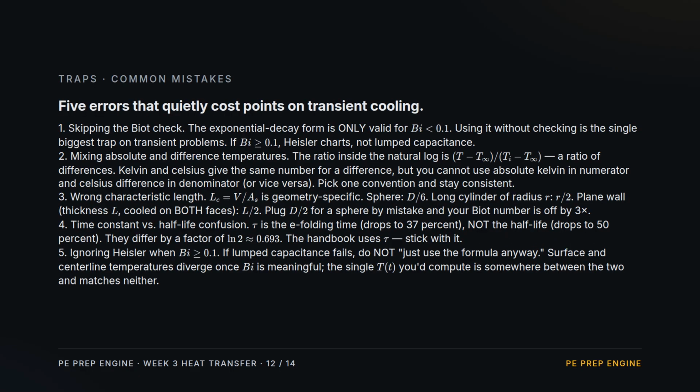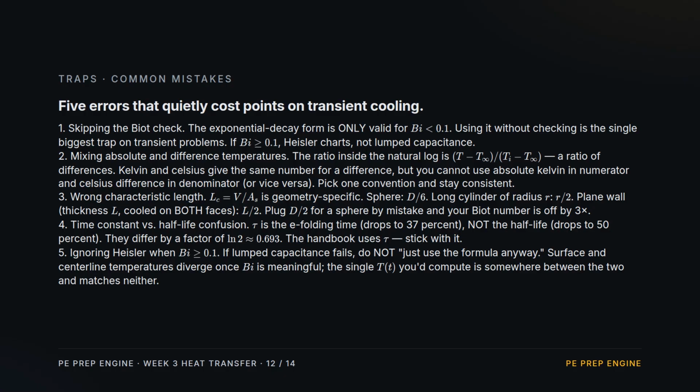5 traps that quietly cost points. 1. Skipping the Biot check. The exponential decay form is only valid for Bi below 0.1, and using it blind is the biggest trap. 2. Mixing absolute and difference temperatures. The ratio inside the log is of differences, so Kelvin and Celsius agree, but don't mix absolute Kelvin with Celsius differences, pick one. 3. Wrong characteristic length.